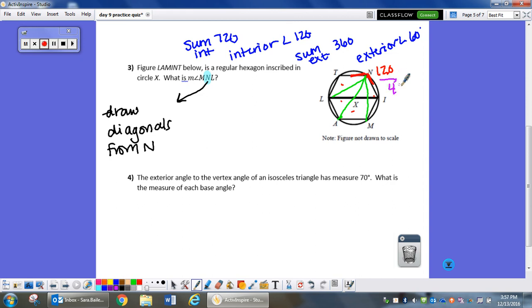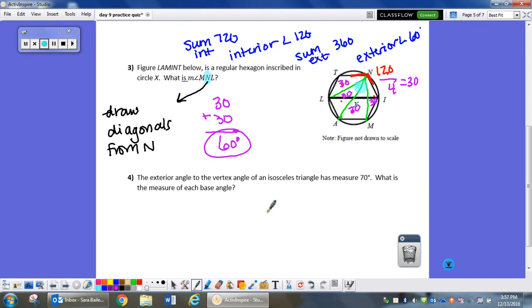120 divided by 4 is 30. So each little angle is 30. But we need the measure of angle M, N, L. So that is 2 parts. From M to N to L is 2 parts. So we have to do 30 plus 30 to get 60. All right? Okay, next one.